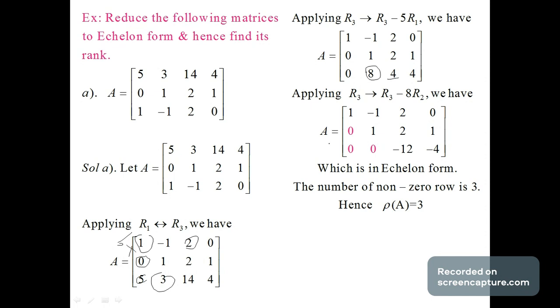Now we observe that in the first column, the first two elements are zeros. In the second column, 8 is not 0. That's why we make this element 0. Then apply R3 tends to R3 minus 8 R2. We have A equal to 1, minus 1, 2, 0; 0, 1, 2, 1; 0, 0, minus 12, minus 4. So now which is in echelon form, the number of non-zero rows is 3, hence rank of A equal to 3.